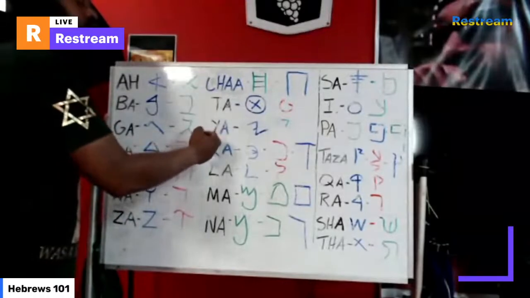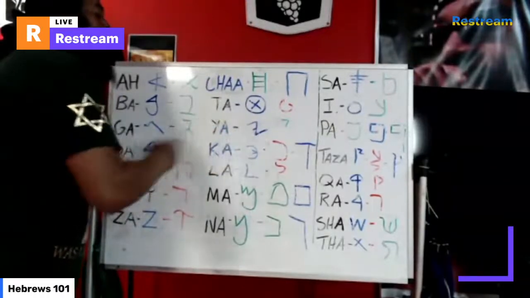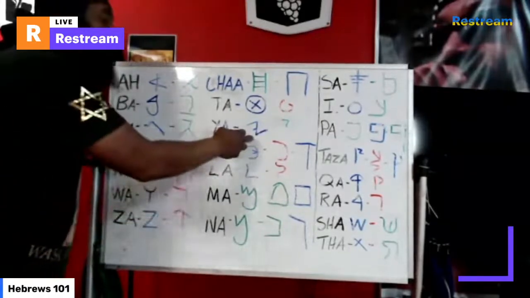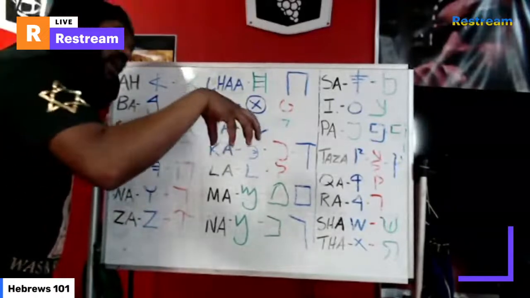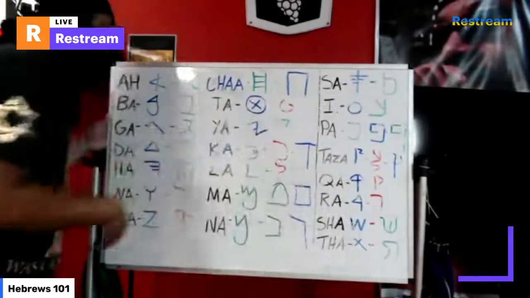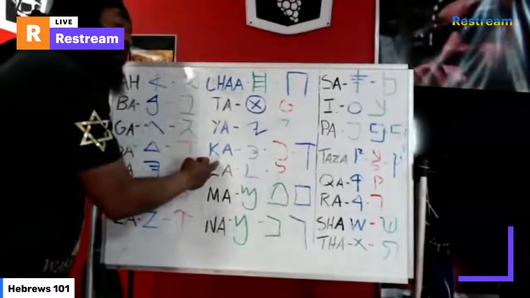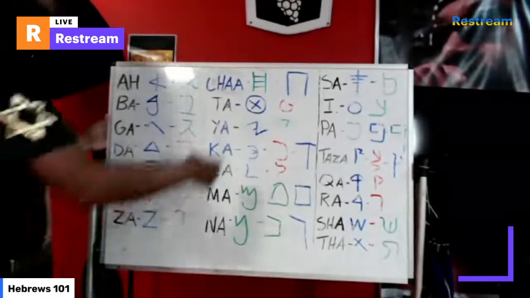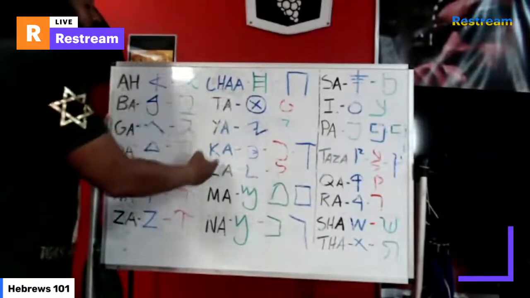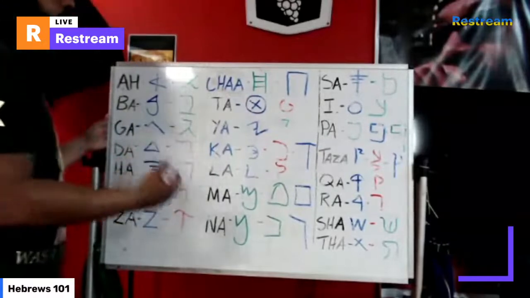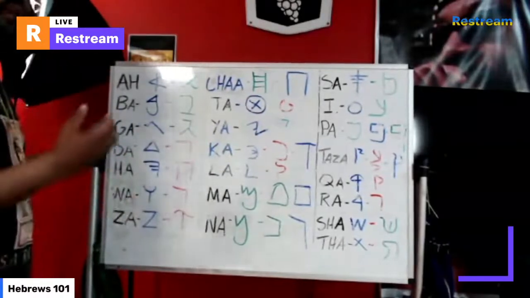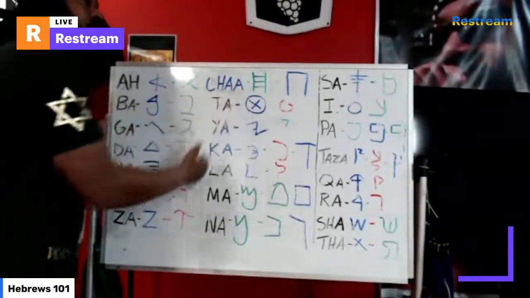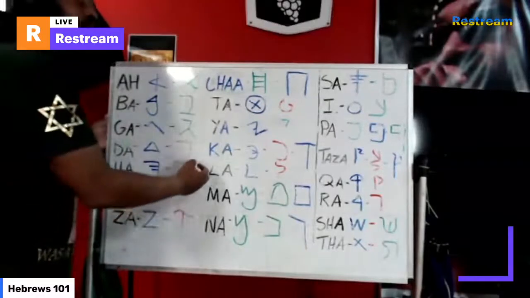Then next we have ya. It looks like a Z with a small line in the middle. You can picture ya in ancient Hebrew as a hand trying to pick up something. Then next we have kha, a softer pronunciation compared to ka. When spelling the pronunciation in English, kha is going to be spelled ch, and ka is going to be spelled k.